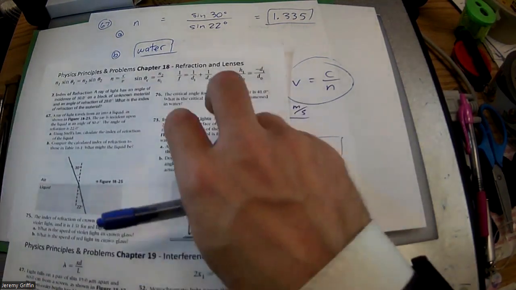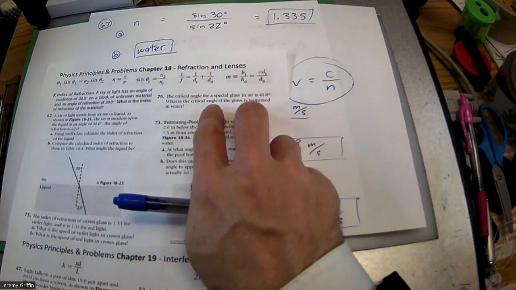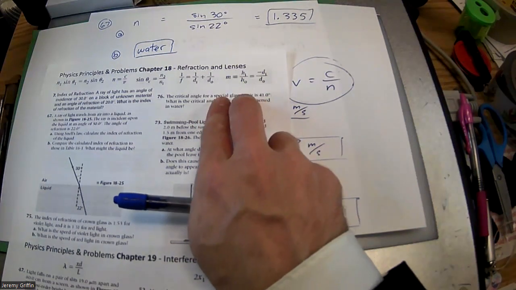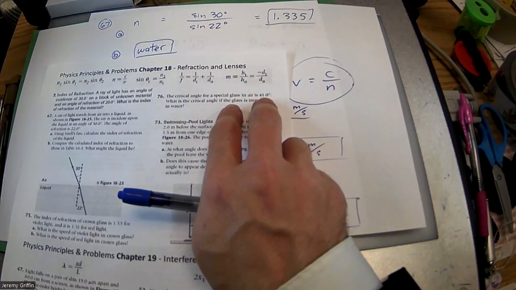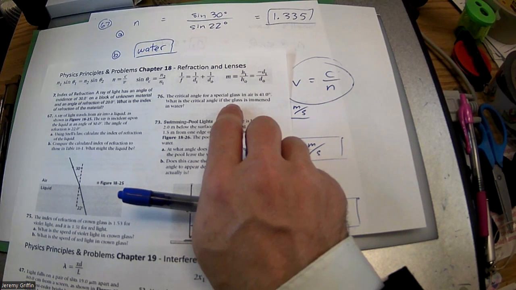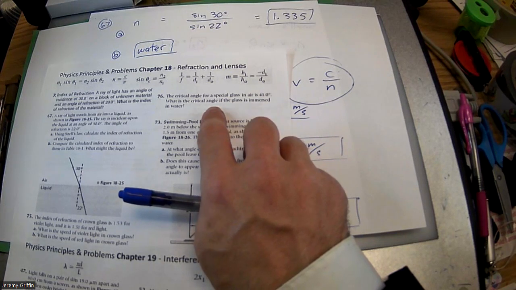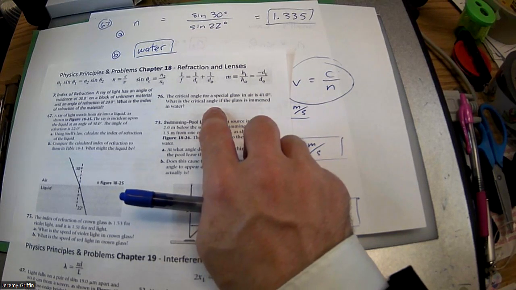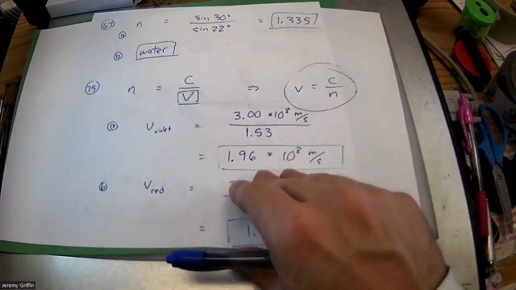76. The critical angle for a special glass in air, or some kind of glass, is 41 degrees. What is the critical angle if the glass is immersed in water? Ooh, that's a good one, right? Stew on this.